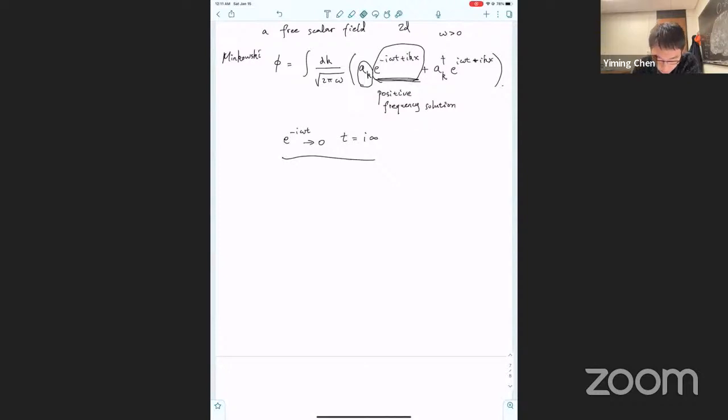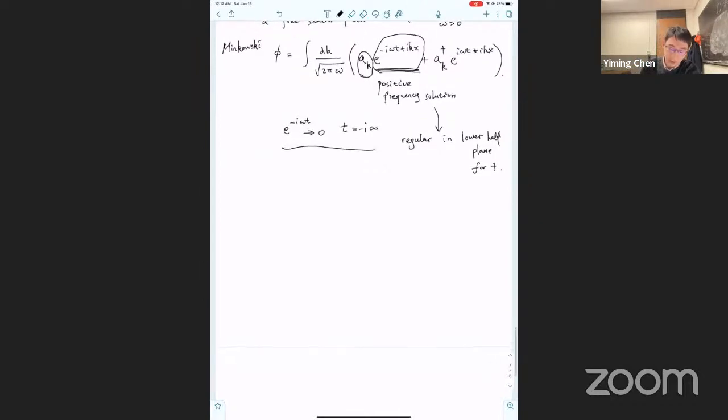Let me see. Yeah, sorry. T, yeah, that's embarrassing. T equals minus i infinity, this solution goes to 0. Or another way of saying that is that the positive frequency solution is regular in the lower half plane for T, okay? But it blows up if you take T equals i infinity, as what I just did.